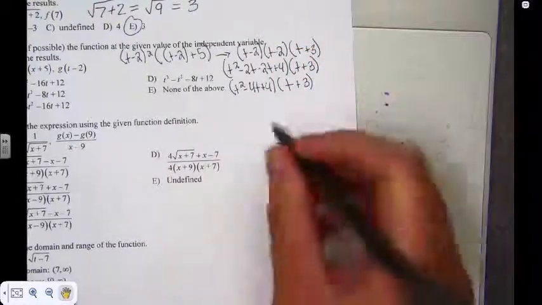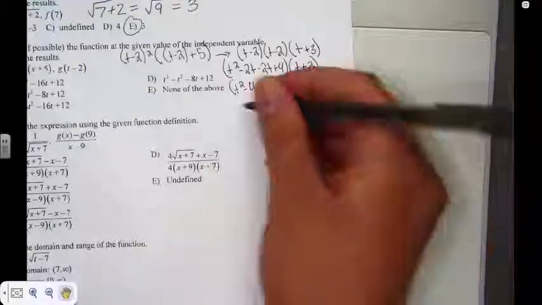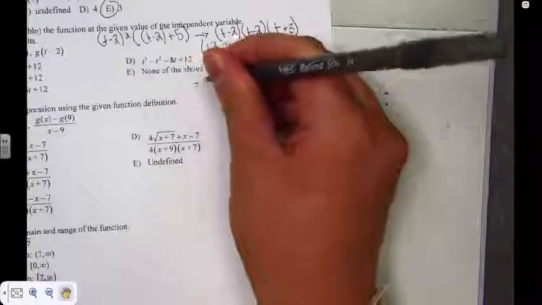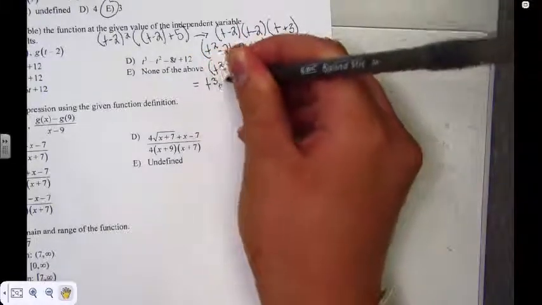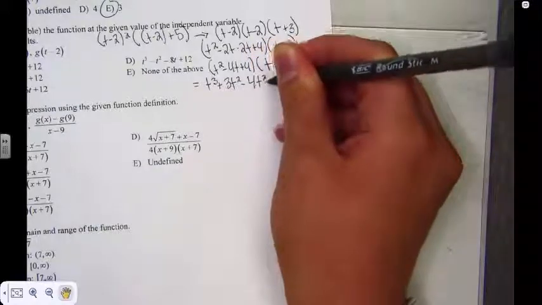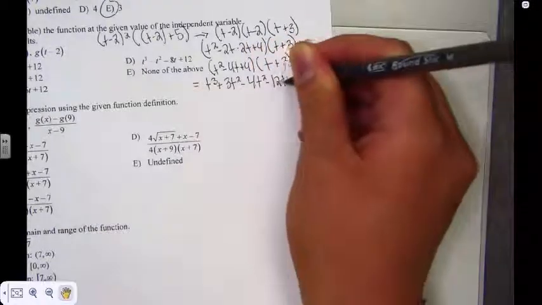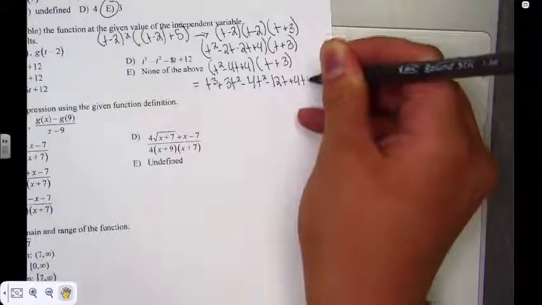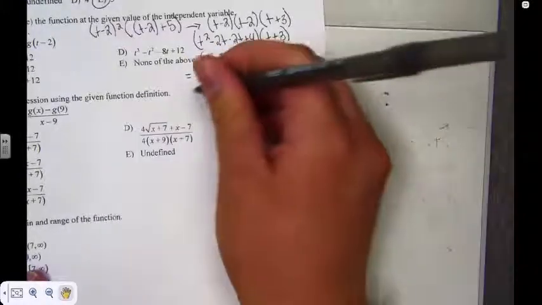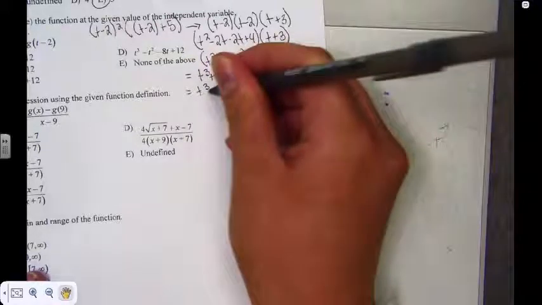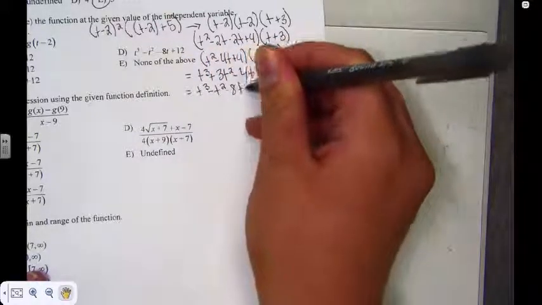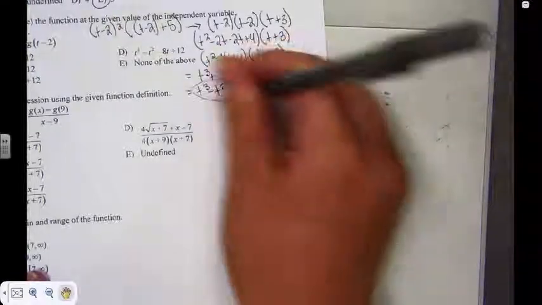Alright, and now we have to multiply through these two parentheses as well. So, if you do that, t cubed plus 3t squared minus 4t squared minus 12t plus 4t plus 12. And then just add the things together that you can, and you'll get t cubed minus t squared minus 8t plus 12. And that looks like D.